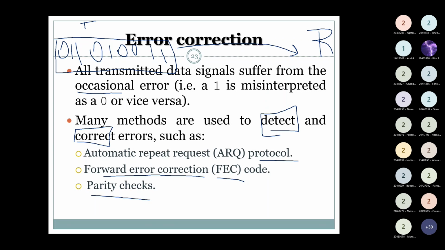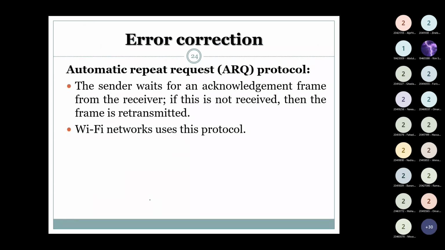So let's begin with error correction by the automatic repeat request protocol, the ARQ protocol. Here the sender waits for an acknowledgement frame from the receiver. If this is not received, then the frame is retransmitted. This protocol is used by Wi-Fi. When you use Wi-Fi for communications, there are acknowledgements between the receiver and the transmitter.